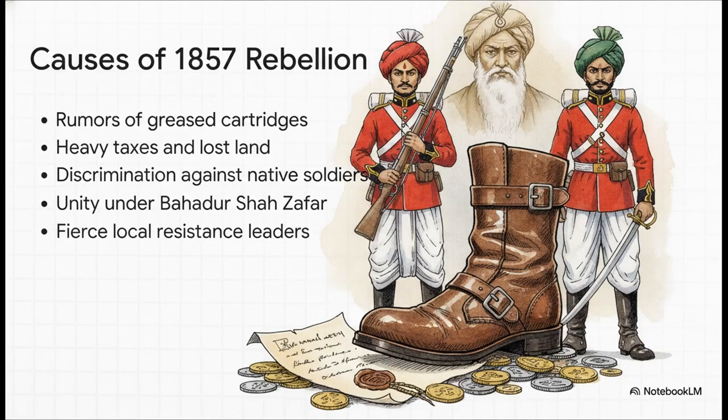And what's truly remarkable here is the unprecedented Hindu-Muslim unity that emerged. Soldiers and civilians alike rallied behind the aging Mughal emperor Bahadur Shah Zafar, making him the symbolic leader of a unified resistance. Local leaders like Rani Lakshmibai and Tatya Tope stepped up to lead fierce battles across northern India. Honestly, for a few months there, it genuinely looked like British rule might completely collapse.